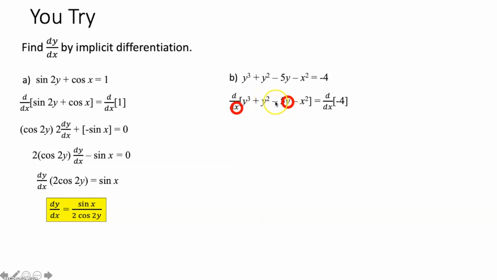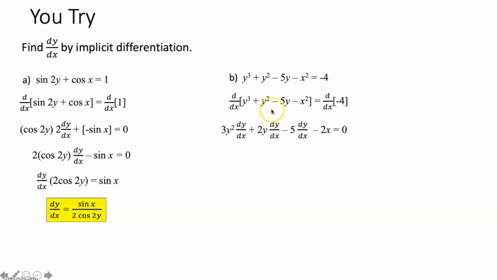Same thing here, since it's minus 5y. When I take the derivative of y with respect to x, I have to take the derivative of y, which is just going to be 1, times dy/dx. I got to multiply that dy/dx on. And then, lastly, we have minus x squared. Since these two variables match, I'm taking the derivative of x squared with respect to x. I could just use the power rule like I normally would, so it's going to be 2x to the first power. Lastly, over here, derivative of a constant, we know now is just 0.